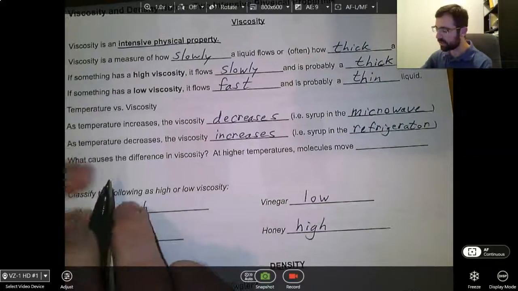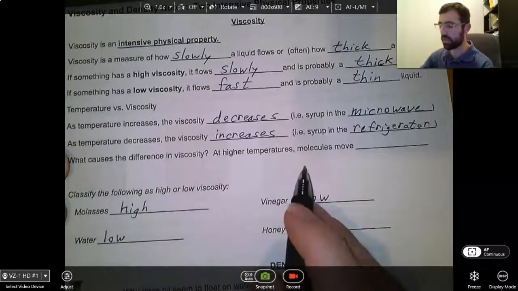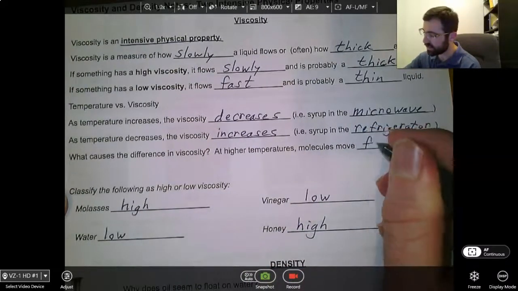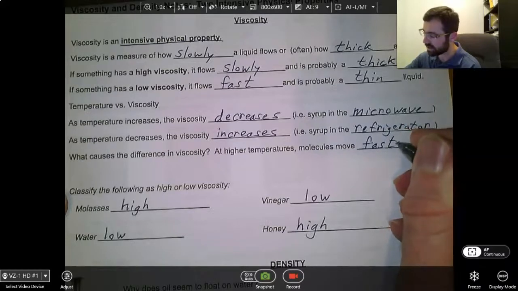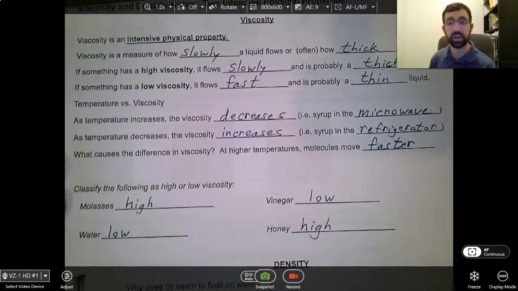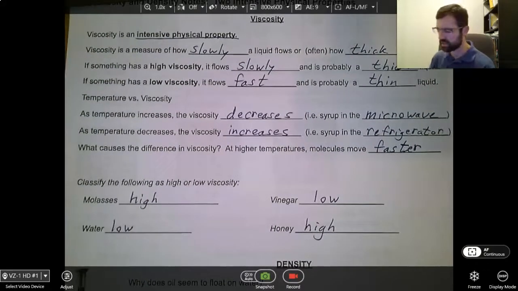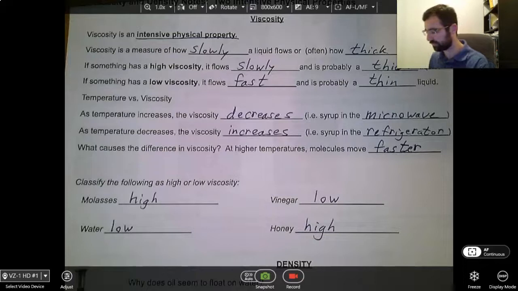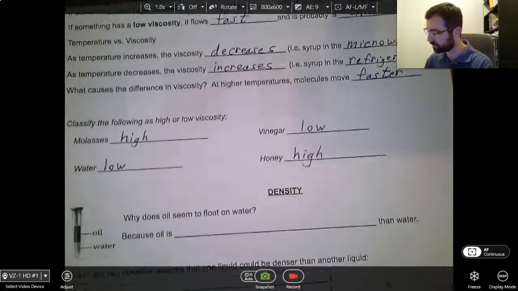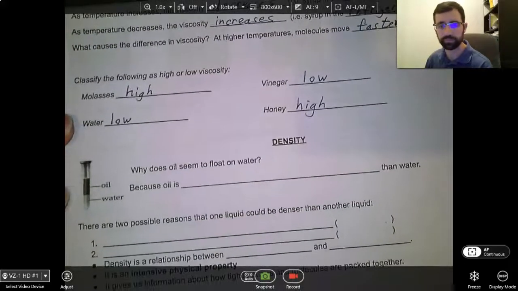Okay, and the difference in the viscosity at higher temperatures is that the molecules are actually moving faster. We're going to spend a lot of time in this class talking about the differences that occur when molecules move faster or slower, especially in the gas laws unit. But this is the first time we really talk about that. Higher temperatures make the molecules move faster. Actually, I think we do talk about it a little bit in states of matter. We'll get into it more and more.